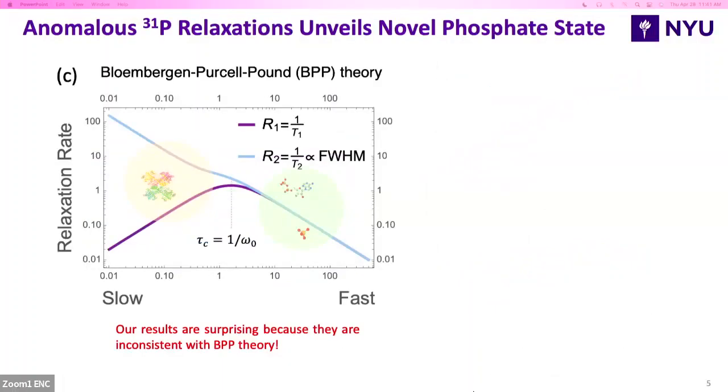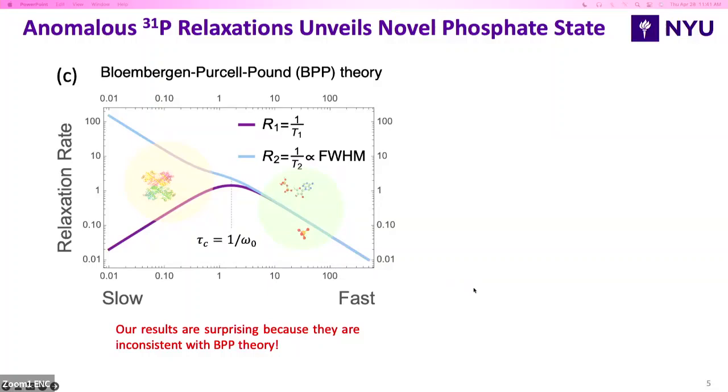Actually, the line broadening result we got is very surprising because according to BPP theory, increasing temperature should lead to motional narrowing of NMR resonances for small molecules as their tumbling rate increases. But our results are inconsistent with the expected trends for small molecules, including the ionic species.